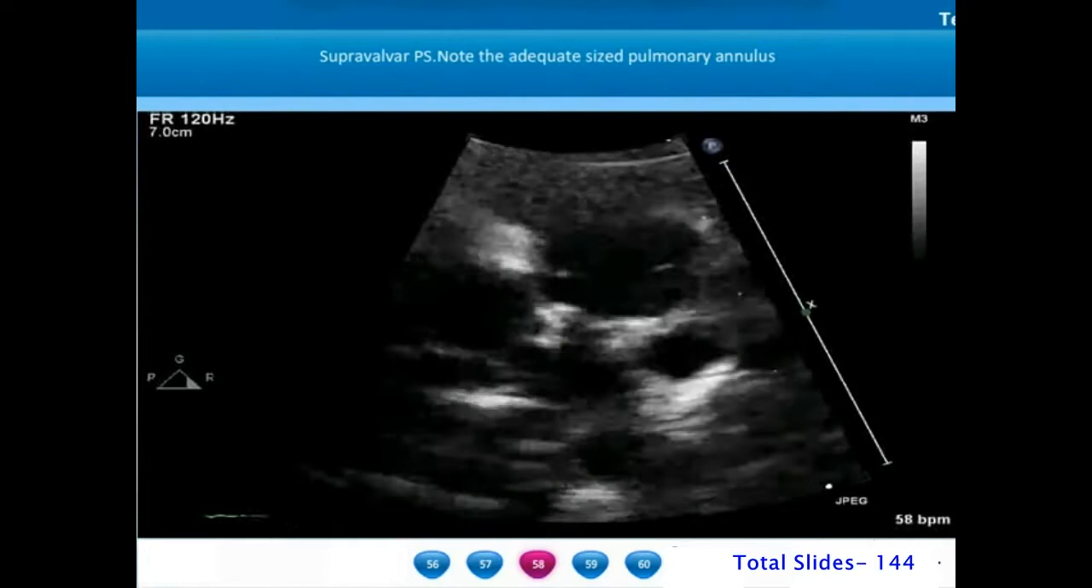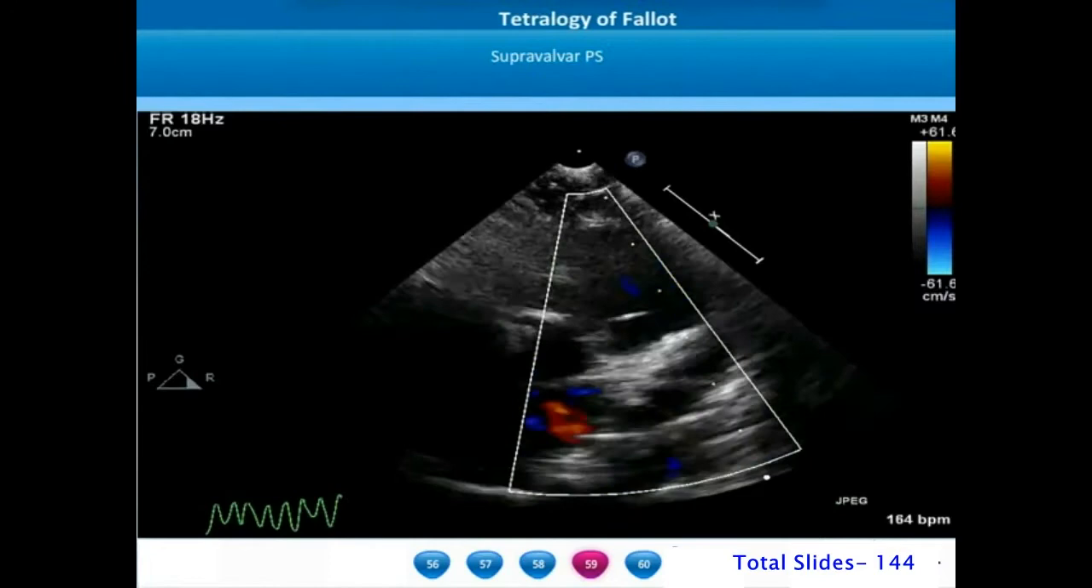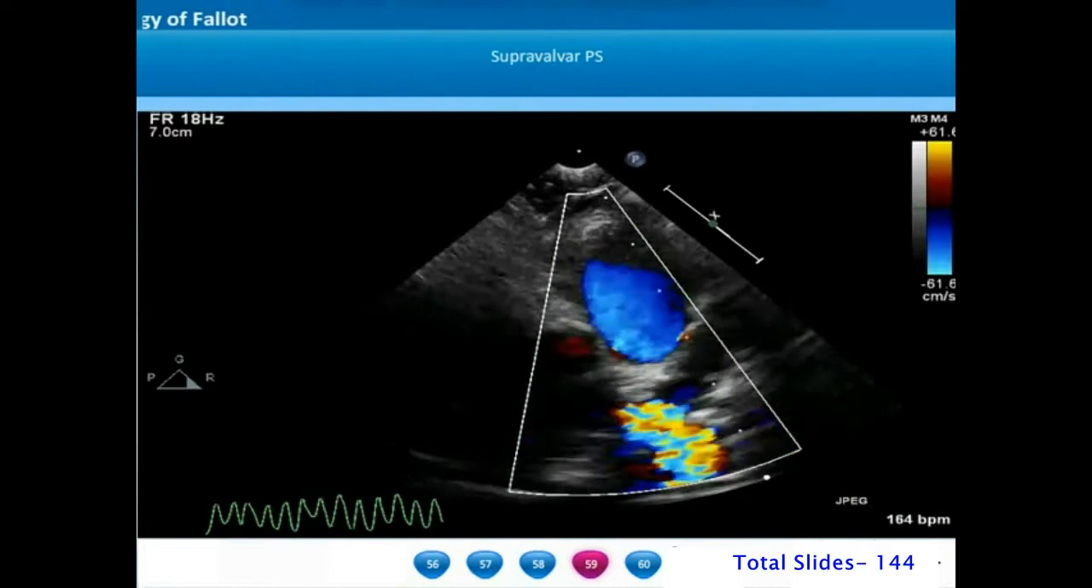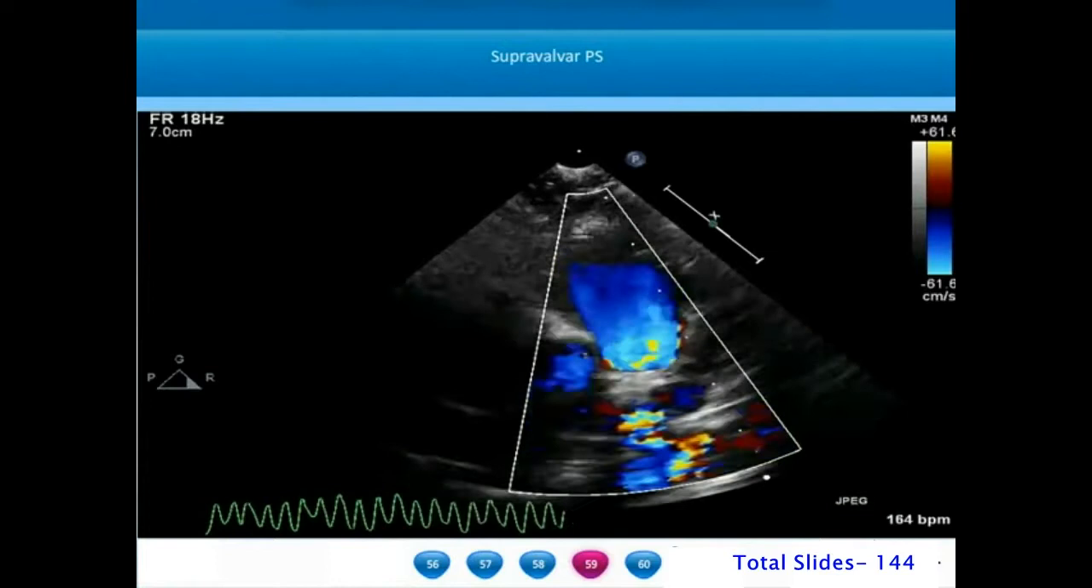On a color flow interrogation on this parasternal short axis view, we can notice that the flows in the infundibulum and valve are very laminar. However, as the blood enters the distal main pulmonary artery, there is a marked turbulence.